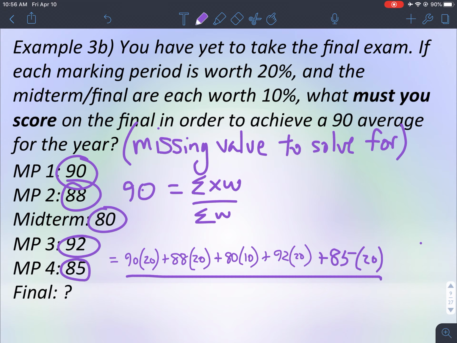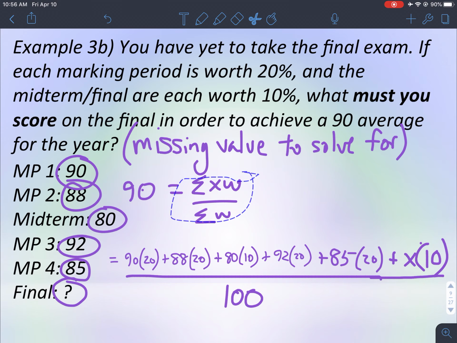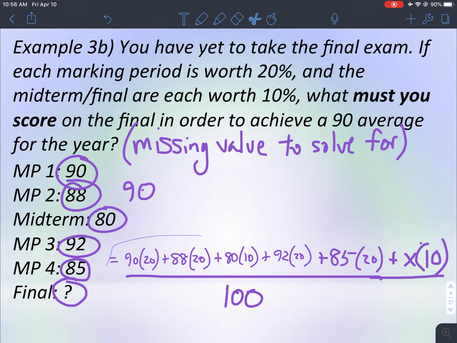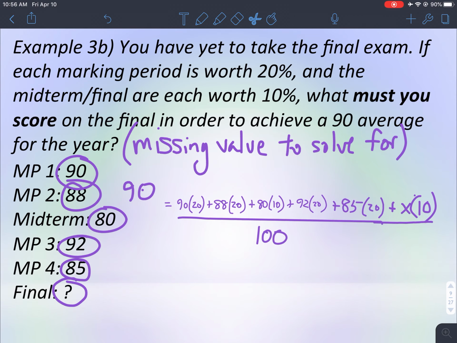20, 20, 10, 20, 20, and then the final exam is worth 10%. But we need an x value and we don't know the final exam score. So we're going to call that x, and that's going to be worth 10%. Okay, so here's our equation.